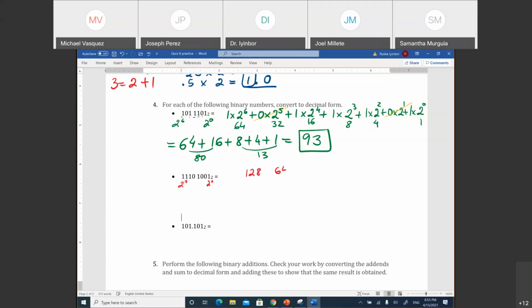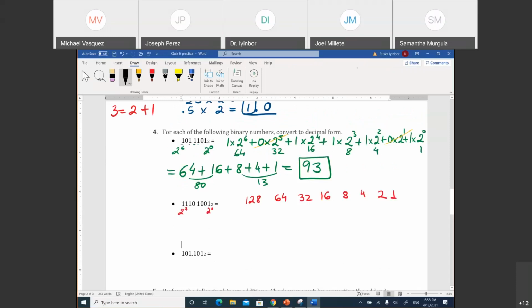64, 32, 16, 8, 4, 2, and 1. And then the binary number given is 1, 1, 1, 0, 1. Oh, sorry, I missed something. Hold on. Oh, that's right. Okay, I got it. It's good. So I have 1, 1, 1, 0, 1, 0, 0, 1. Yes, that's right. So whatever I have 1, I need to add those numbers.